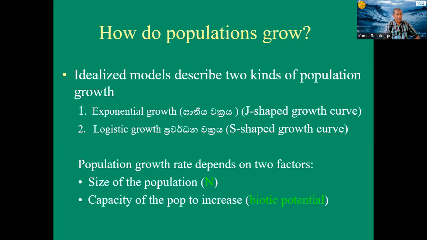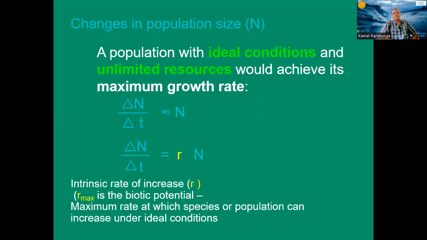So keep in mind again, the birth rate, death rate, immigration and emigration are important parameters. But in the long run, for every population, what is more important is the population size. What is the population size now? And what is their biotic potential? What is their natural capacity to increase their numbers? So these two factors are very important in determining the population size in the long term. Population growth rate will depend pretty much on the population size, as well as the capacity for them to grow.